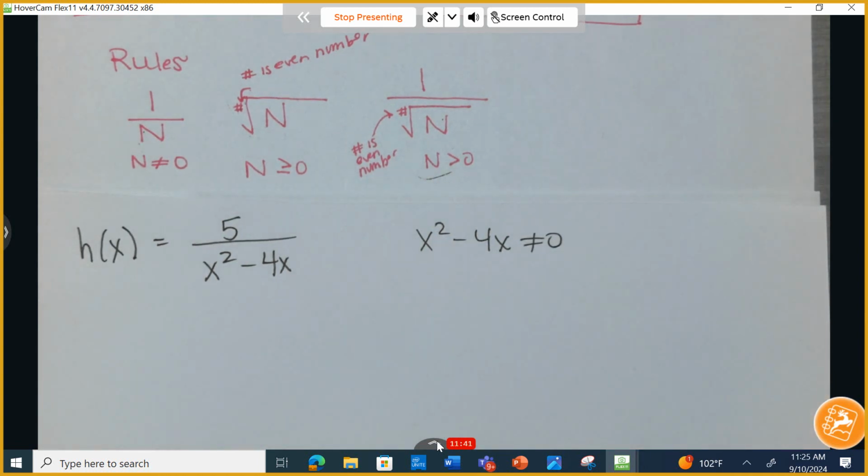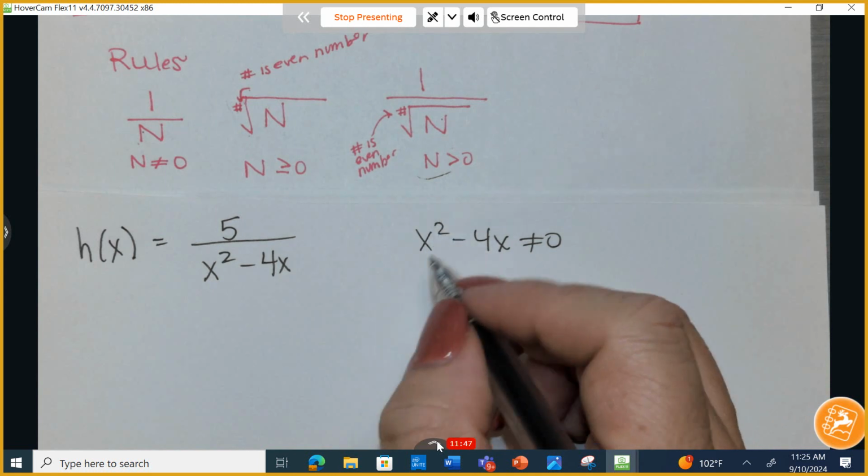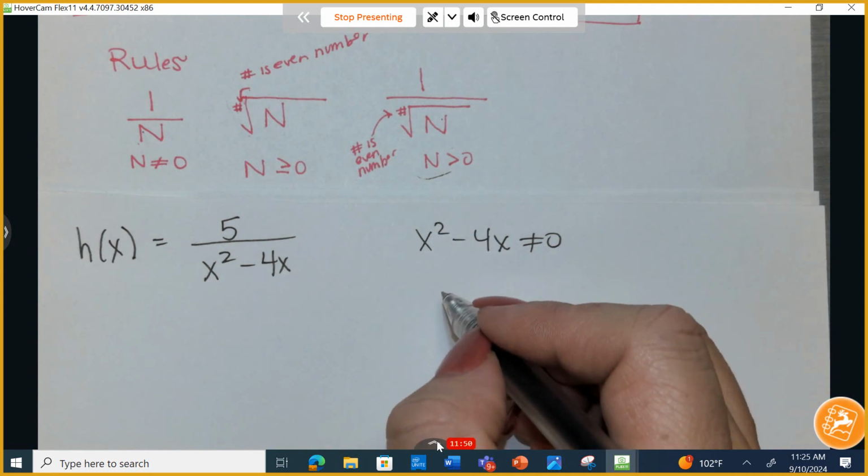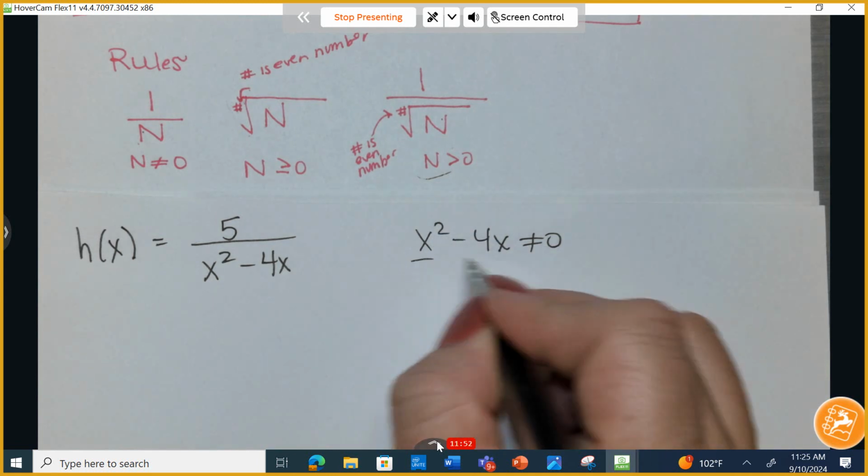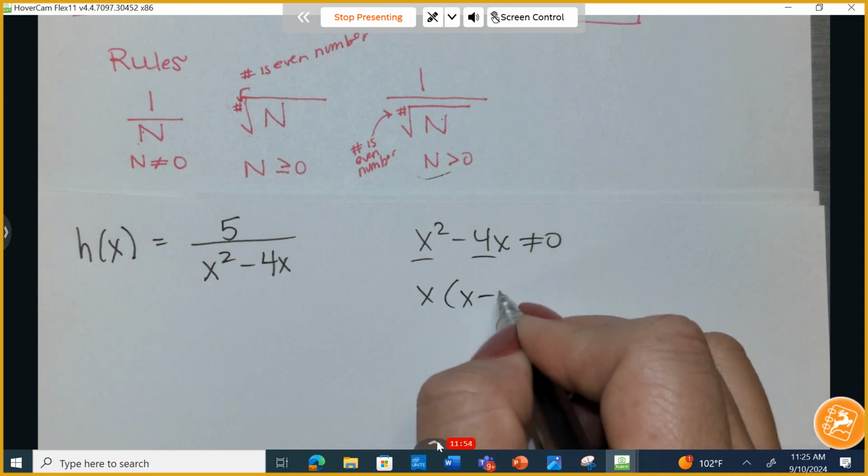Now, how can I go about solving this? There's a bunch of different ways. Well, what would be the easiest way? Here's what I believe would be the easiest way. We are going to look at this and go, okay, so x, I could factor x out of both terms, and I'd be left with x minus 4.